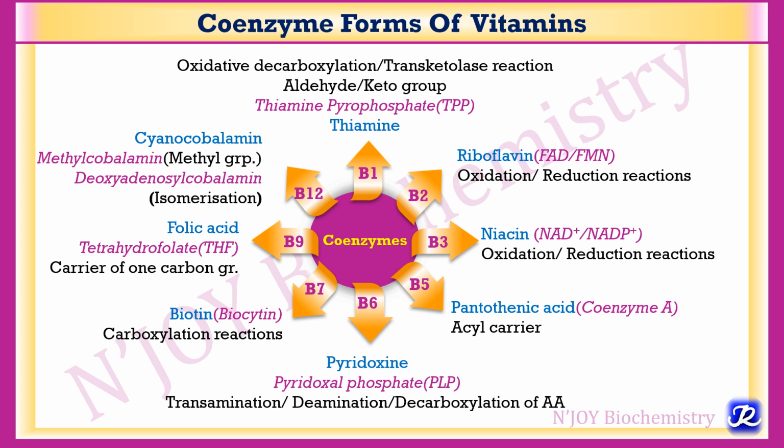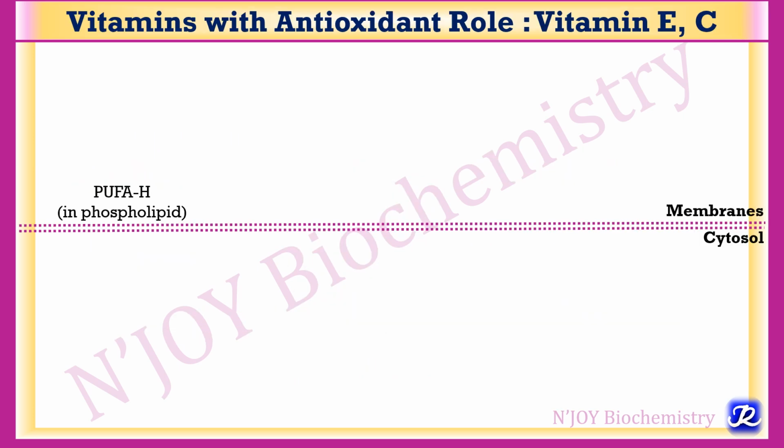So out of fat soluble vitamins, only vitamin K acts as a coenzyme, and almost all the B complex vitamins are involved in various biochemical reactions in their coenzyme forms. There are some vitamins which have an antioxidant role, for example vitamin E, vitamin C and beta carotene. Vitamin E is called a chain breaking antioxidant.